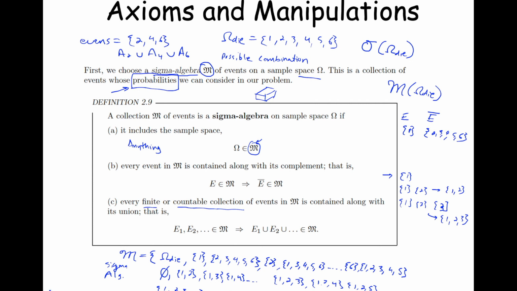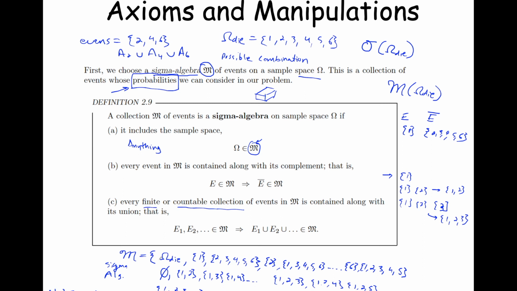We only have 2 of them, 1, 2, 3, 4, 5, and 1, 2, 3, 4, 6, etc. And all possible combinations of doing one-way, two-way, three-way, four-way, five-way. And of course, omega die is all 6. You only have one of those.